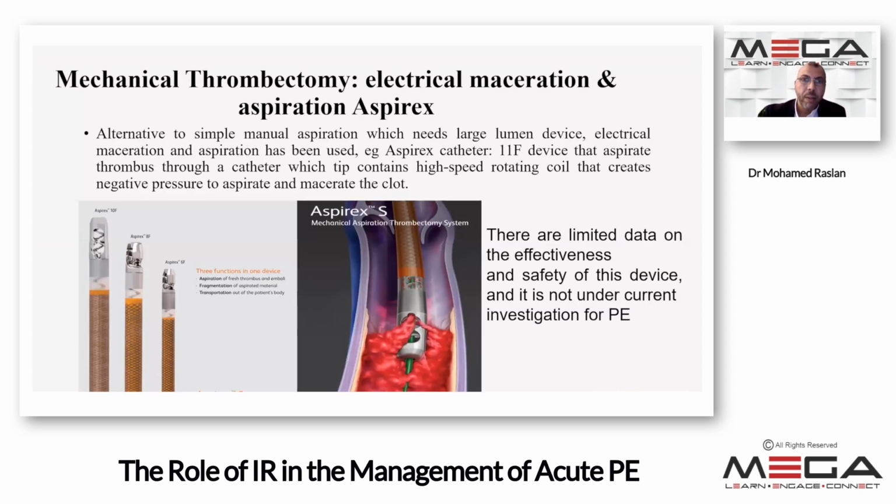You can see this device is the Aspirix, which is an alternative to simple manual aspiration, which needs a large volume, large lumen device. Electrical maceration and aspiration has been used. For example, this Aspirix device has an electrically engined maceration device, with rotating coils at the tip of the catheter to macerate the clots and create a vacuum. There are limited data on the effectiveness and the safety of this device, and it's not under current investigation for PE.